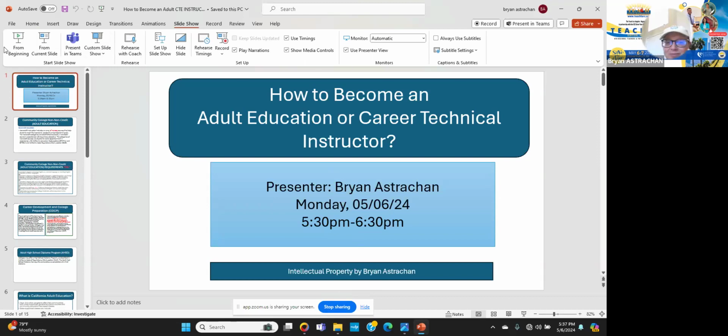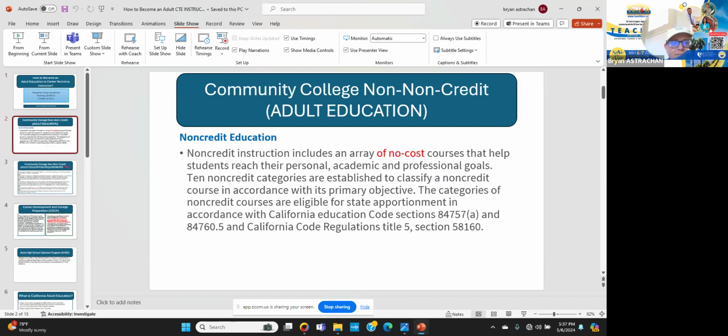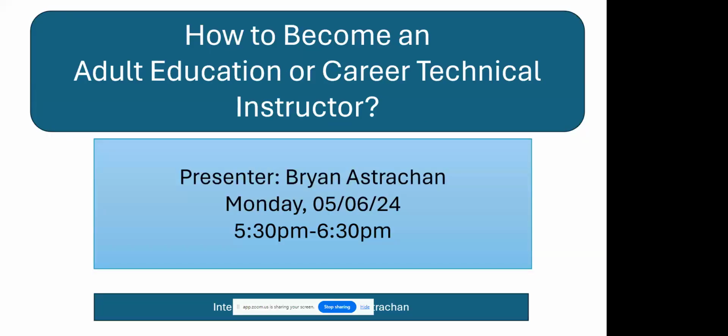Sorry, we're about 7 minutes behind. Their Zoom wasn't allowing me to share with you. So on the screen, does everybody see where it says community college non-credit? Yes, we can see it.